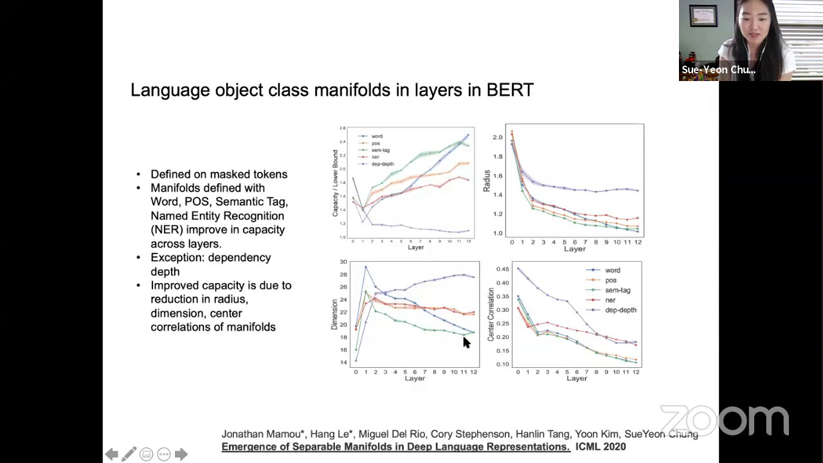In any case, this improvement in the capacity is due to the similar kind of reduction in radius and a reduction in the dimensionalities, except for the dependency depth, and the reduction in the center correlations. So we can also use this technique to probe the internal representations of language models, which is somewhat interesting. It's coming out in ICML soon.